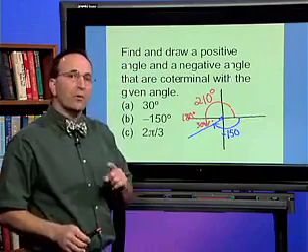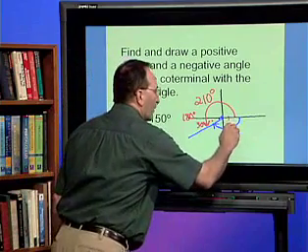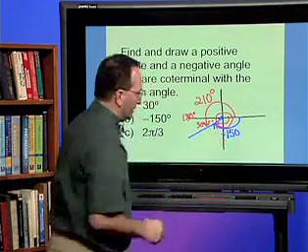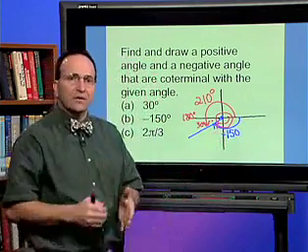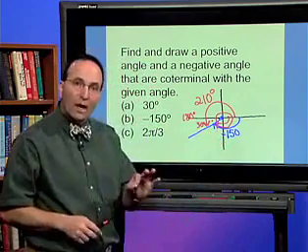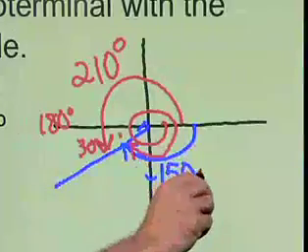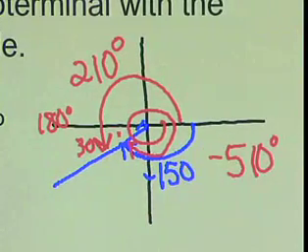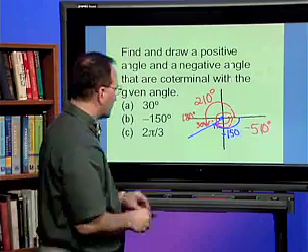Well, what about a negative angle? In that case, we can go around one complete turn and then continue around again. We add the negative 360 to the negative 150, and that would give me a negative angle, negative 510 degrees. All right, so let's do part C.